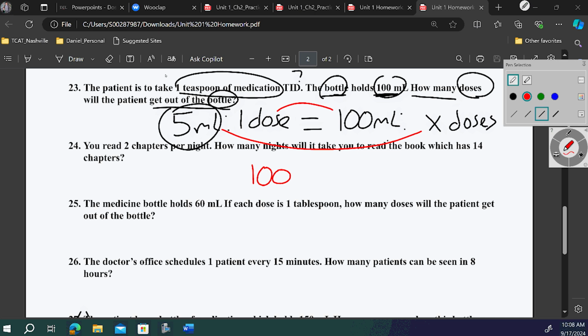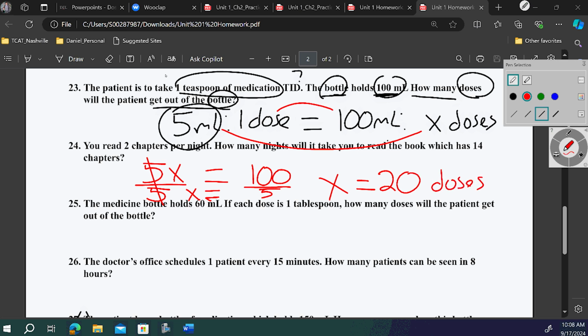Yeah, 5 times 20 should be 100. Well, 5 times x, or 100 divided by 5 should be 20. So I get 5x. 5 times x can't do anything, so I divide to get rid of the 5. Remember, 5 divided by 5 is 1. I'm left with just x equals whatever 100 divided by 5 is, which, yes, should be 20. So x equals, for that number 23 up there, x equals 20 doses.